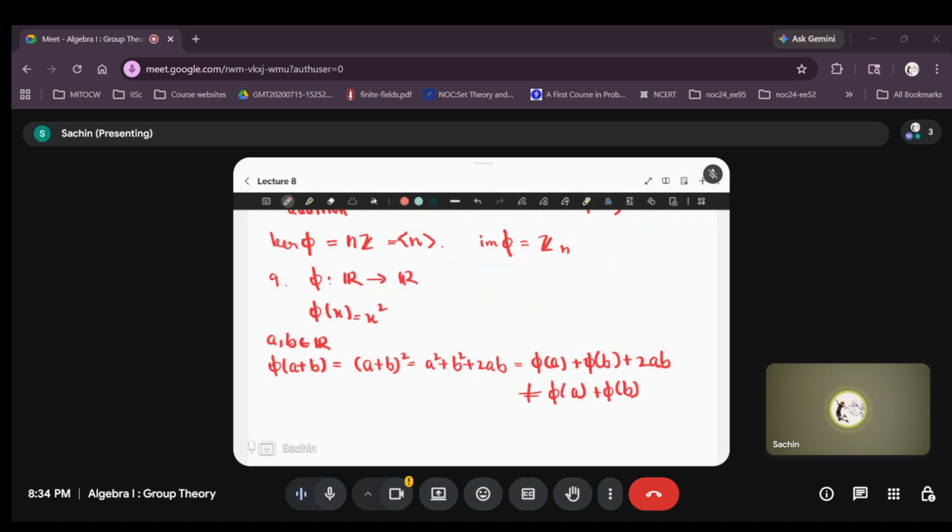Under addition, the same function is not a homomorphism. So what I want to show here is that simply giving phi as a function is not enough. The domain and codomain, and the operation on the domain and codomain, are also important. So the same function might not be a homomorphism when you take it as a function between two different groups.